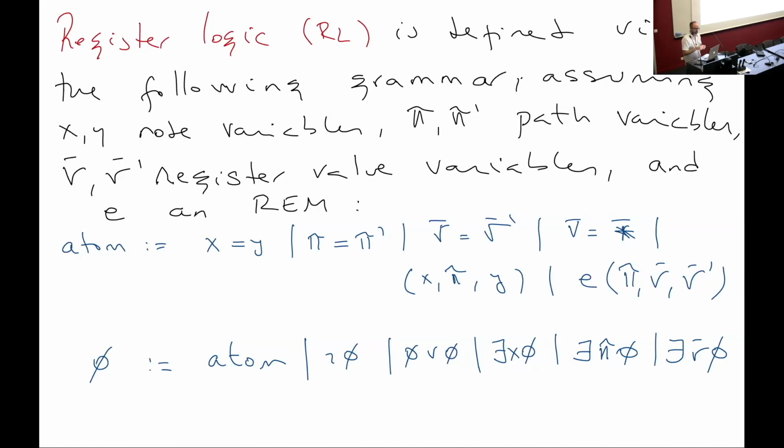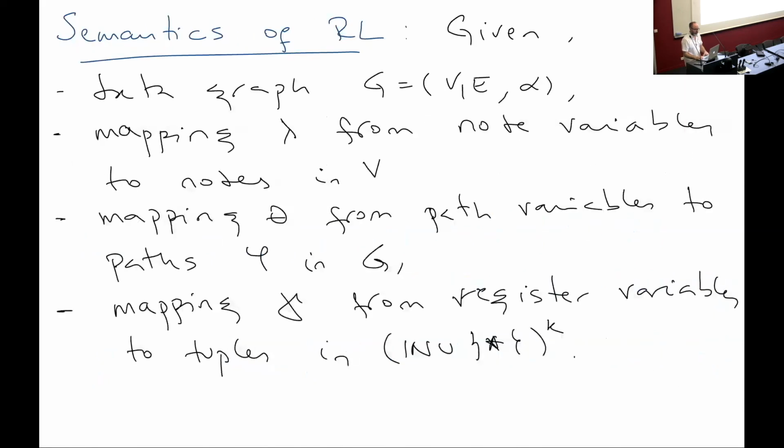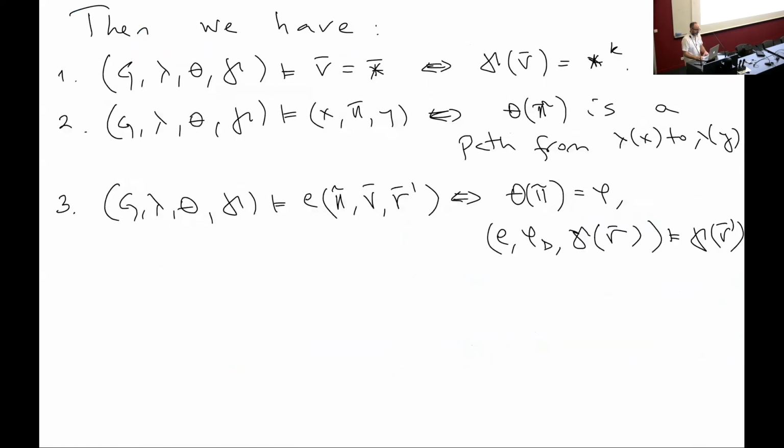These are based on REMs, but you can compare paths, you can compare register values, and so on. And then what do you have? Your logic is defined by your atoms. It's closed under Boolean combinations, and it's closed under quantification over nodes. You can say there exists a node such that phi. You can say that there exists a path such that phi. And you can say that there exists a register value such that phi. The semantics will be standard.